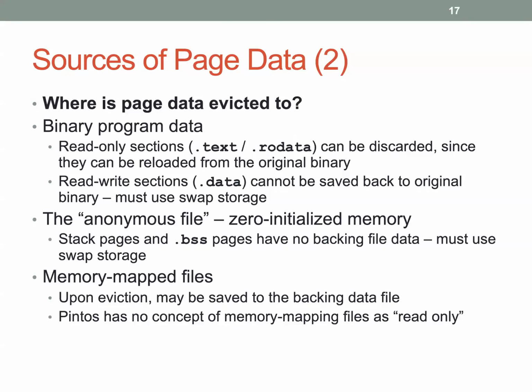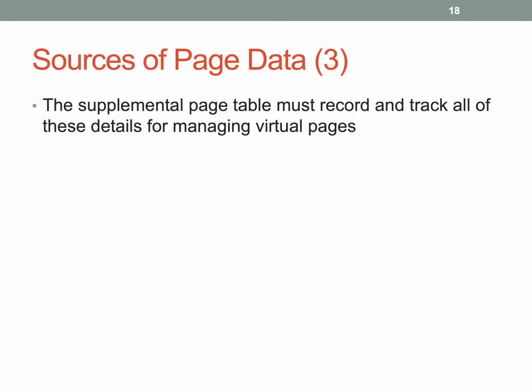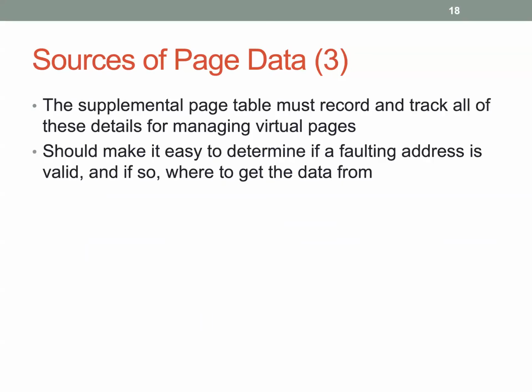So fortunately, again, Pintos doesn't have the notions of copy on write or read-only objects. It only knows about public shared objects, and it doesn't even specify any semantics about how it should behave across processes. So you can always write memory mapped file data, as long as it's not the original binary, back to the file, okay? And if a page is saved to swap, you need to remember the swap slot. That should be sufficient for designing your supplemental page table entries. Okay, so these are all the details you need to track in your supplemental page table.